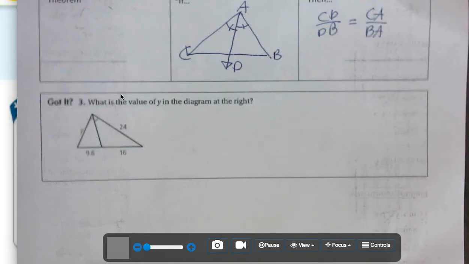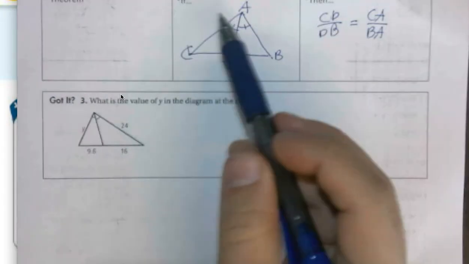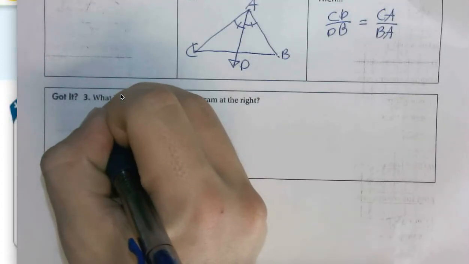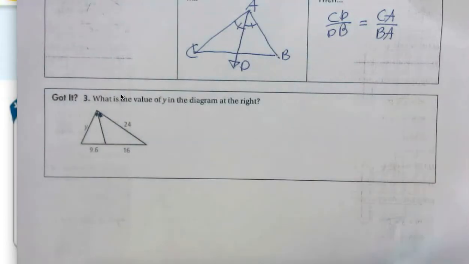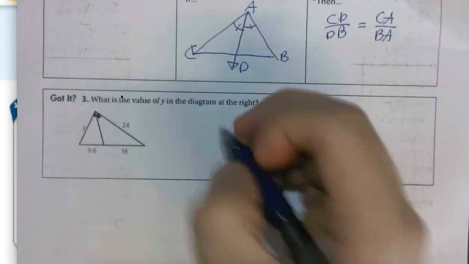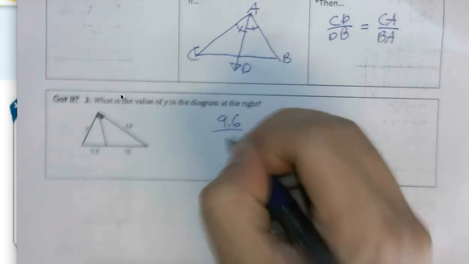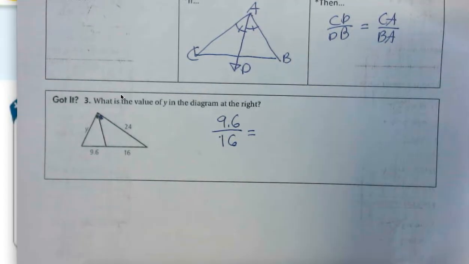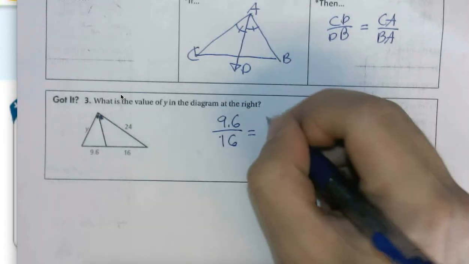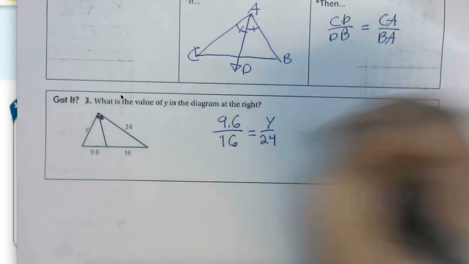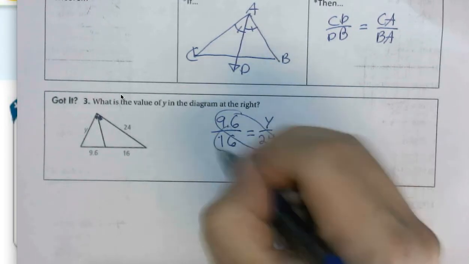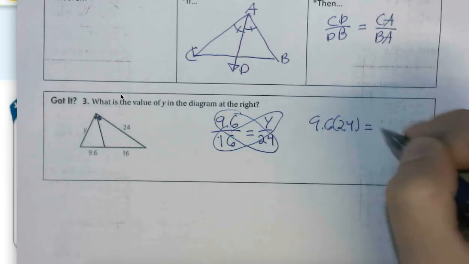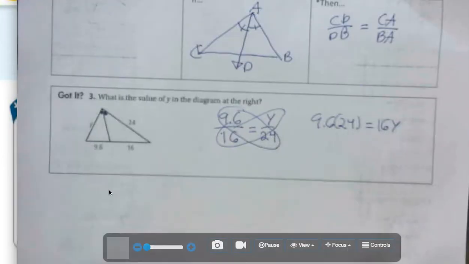So we can assume that this is going to be using triangle angle bisector theorem because this ray is creating these 2 congruent angles, which allows us to then say that if we take the fraction of 9.6 over 16, this should be equal to y over 24. Let's cross multiply them. 9.6 and 24 should be equal to 16y.